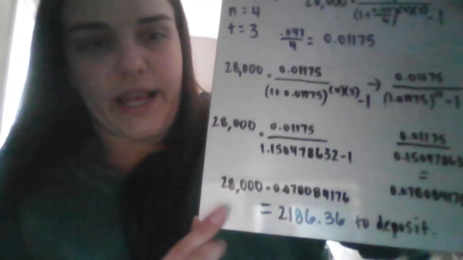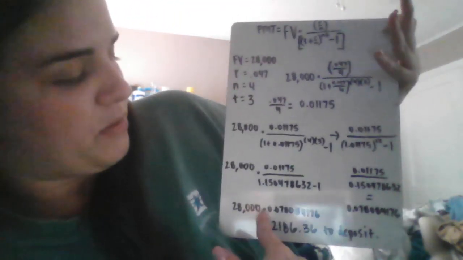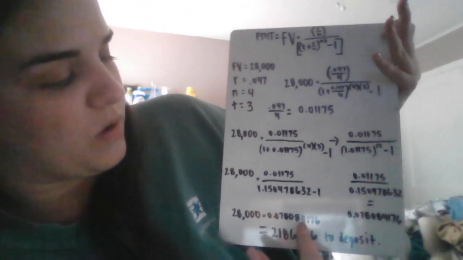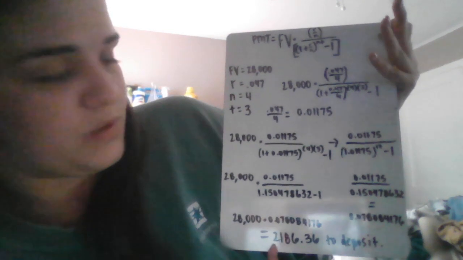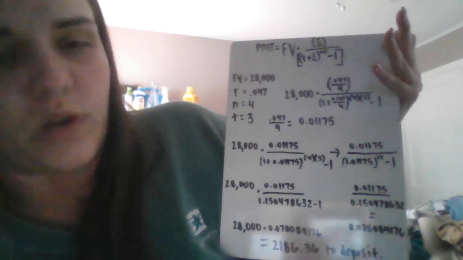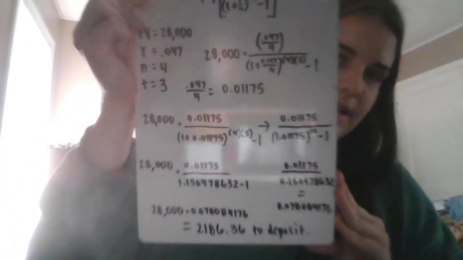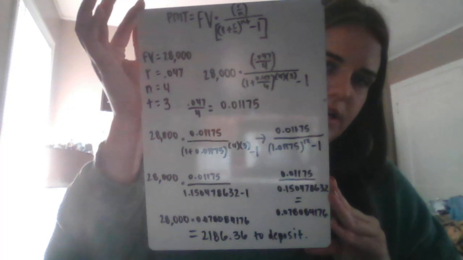0.078084176. So now all we need to do to get our full answer is multiply our original 28,000 times the number we just got, 0.078084167, and that's going to give us $2,186.36 to deposit once we round it to the nearest hundredth. So here is all of that work, which is also written on my paper, but I just wanted it bigger so that you could see, hopefully.